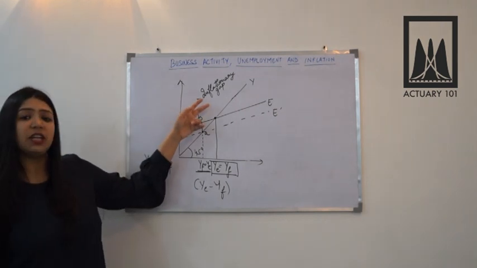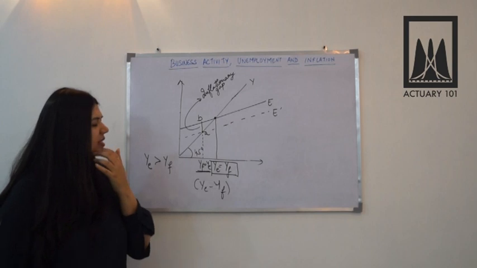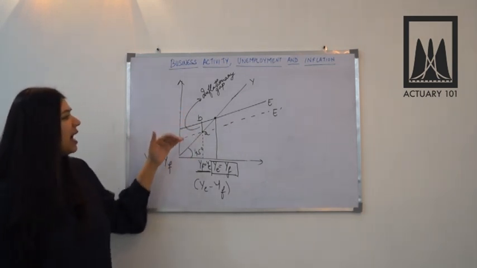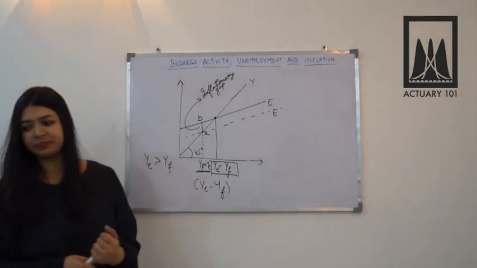This is the inflationary gap, and this is arising due to demand pull. Basically, demand is higher than the full employment level, and that is why we'll have to reduce the demand in order to come to that price.